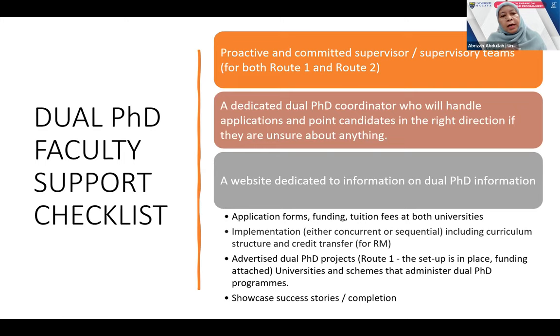The third, and to me very important, is that faculties should have a dedicated website to inform potential candidates on dual PhD. So on this website, like what I said at the institutional level, we have to open up and translate our guidelines and have them on the website. Also the application form, whatever possible funding, and to the extent that we can be more transparent, detail out the tuition fees at both universities, because we do have this information.